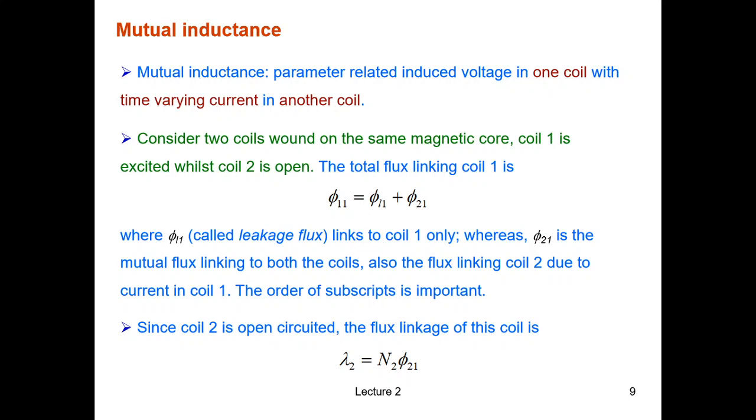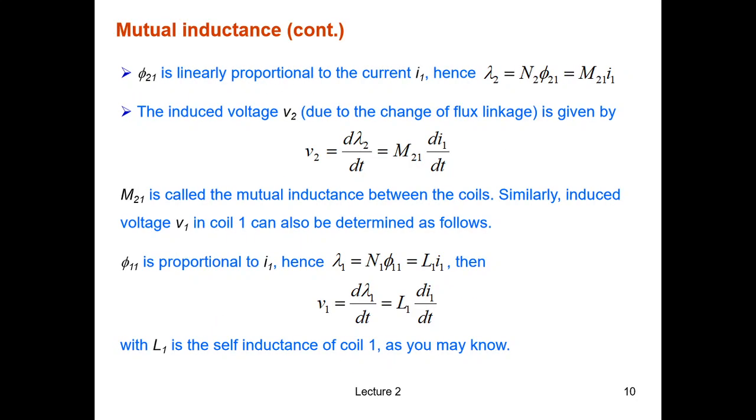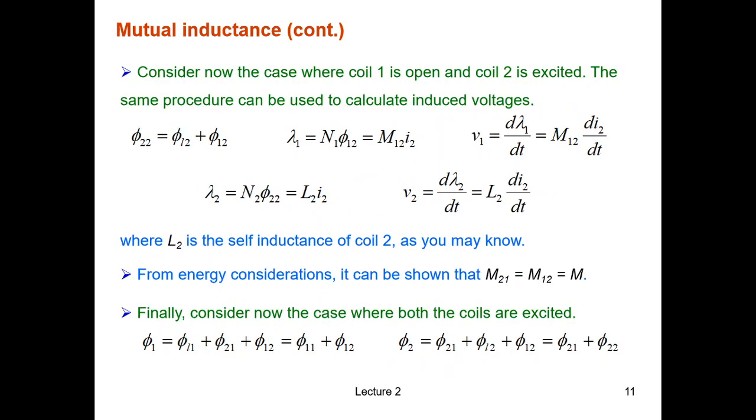So the process in the book is to look at it step by step. We assume that we excite coil 1 while coil 2 is open, and then we open coil 1 and excite coil 2, and we can have some more equations. And then finally we excite both coils. Then we have the final expression, which is here.